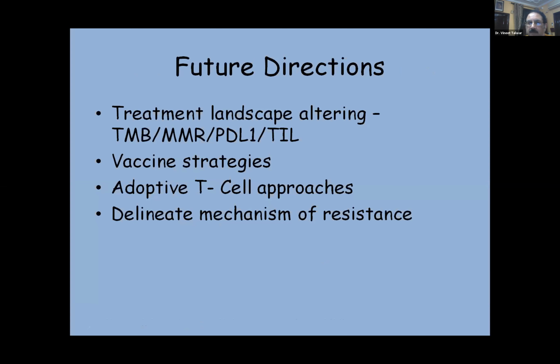So to summarize the future directions, they are towards the tumor mutational burden, the MMR, the PD-L1, and the tumor infiltrating lymphocytes, because wherever there is high immunogenicity, that translates into good immunogenic response, and that is the place where the immunotherapeutic drugs are going to work. The other areas being worked upon are the vaccine strategies, because these are very immunogenic tumors. So are the adoptive T cell approaches.